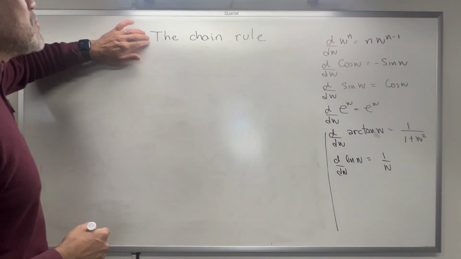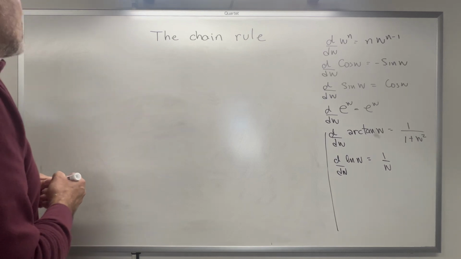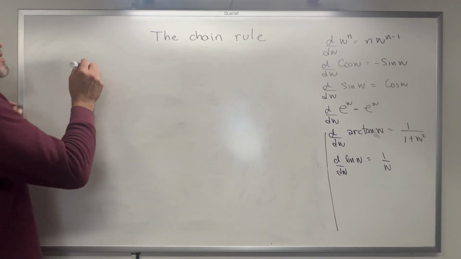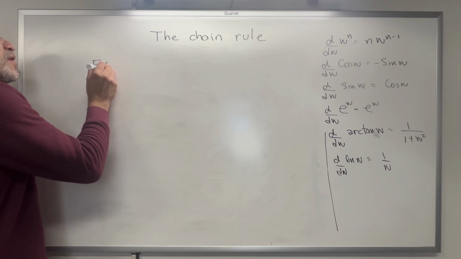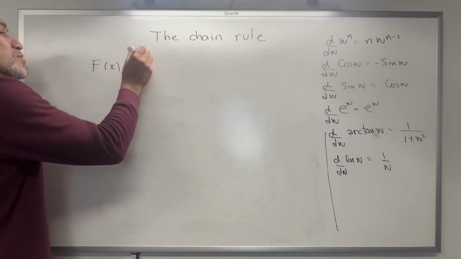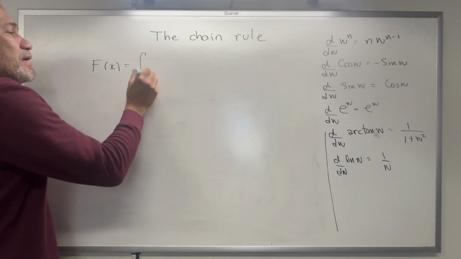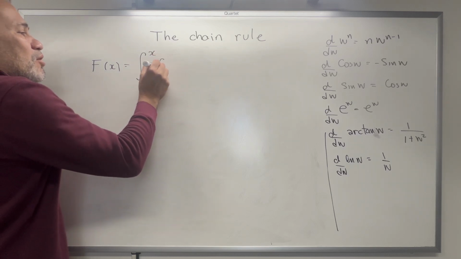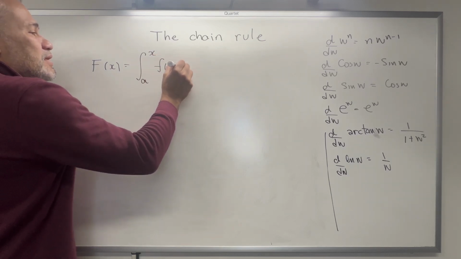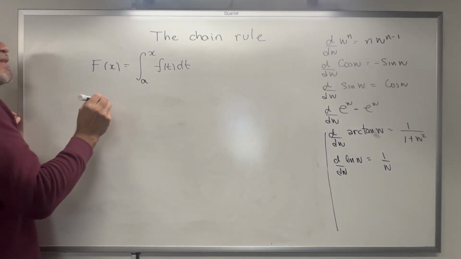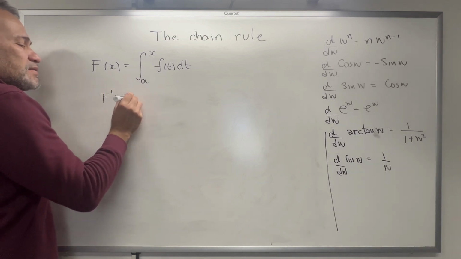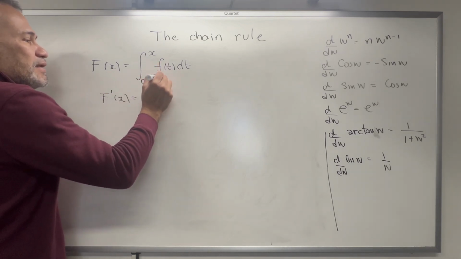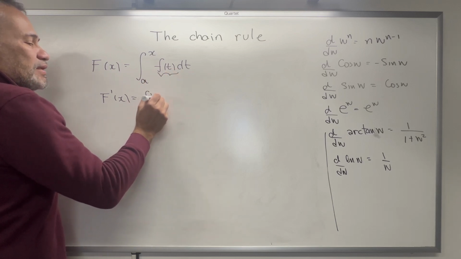Okay, we can use the chain rule combined with the fundamental theorem of calculus. We have that if we define f of x equal to the integral from a to x of a function in terms of t dt, then the fundamental theorem of calculus says that f prime of x is just the integrand evaluated at x.